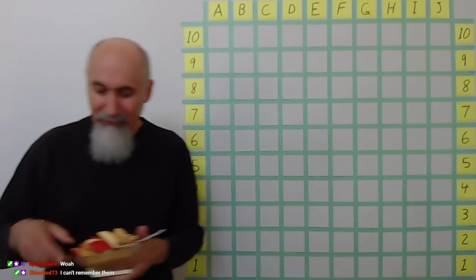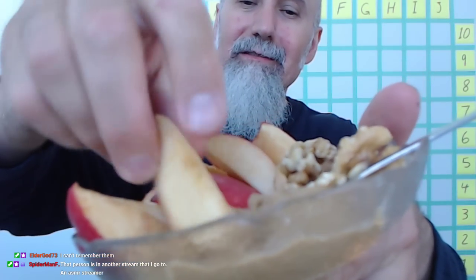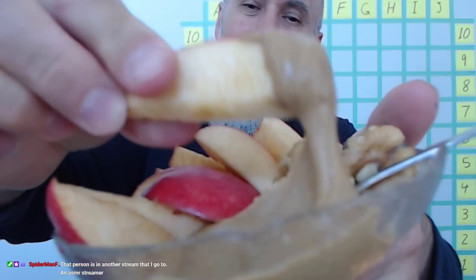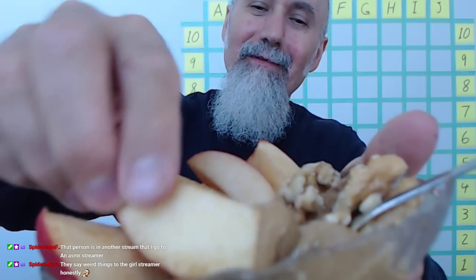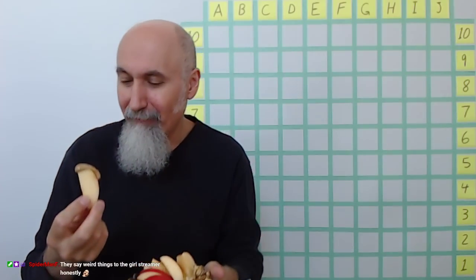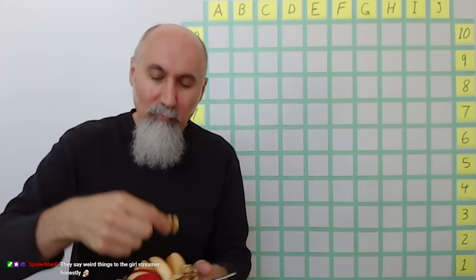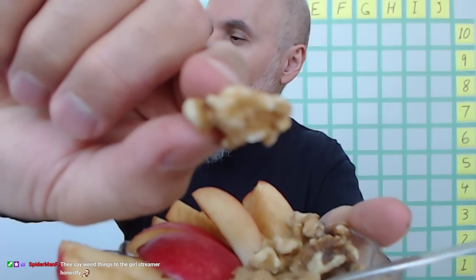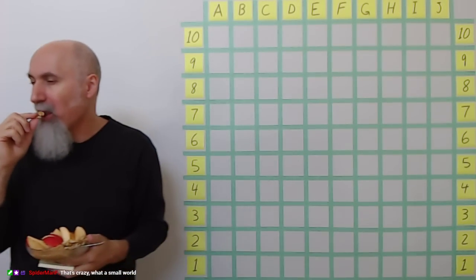I'm gonna pop another apple and peanut butter, gang. Apple and peanut butter. Look at this goodness. When you have a beer, you don't want things dangling, eating them. And if you are, you're going to eat them like this. Walnut.